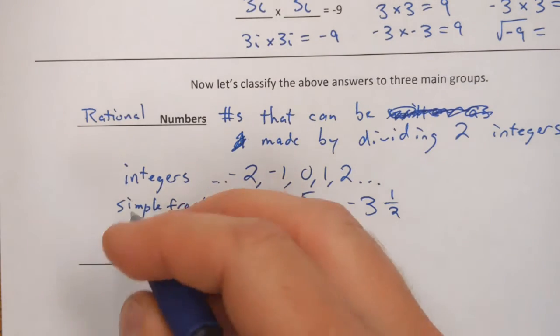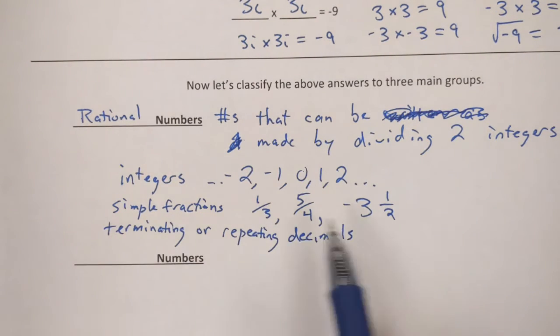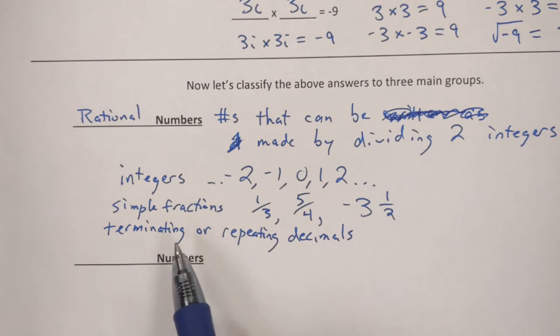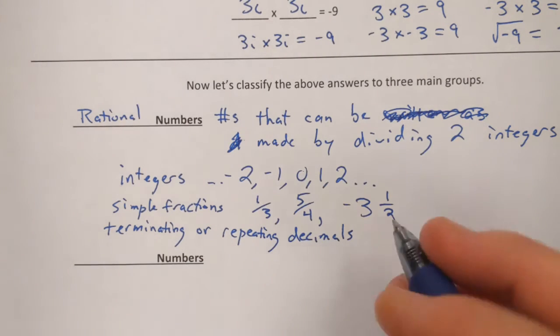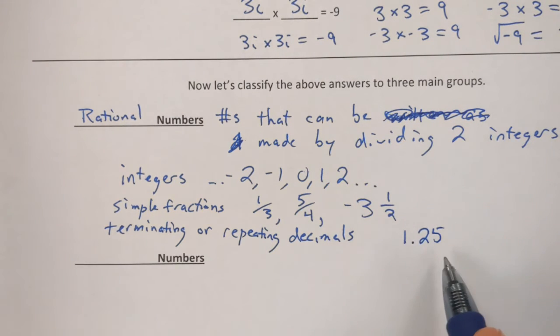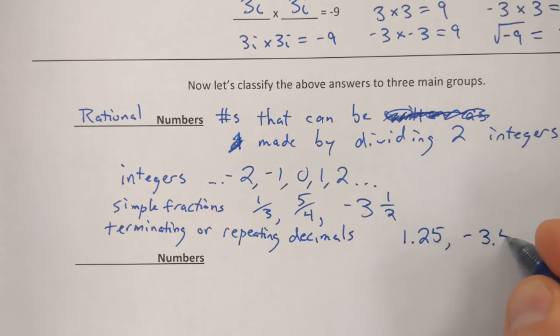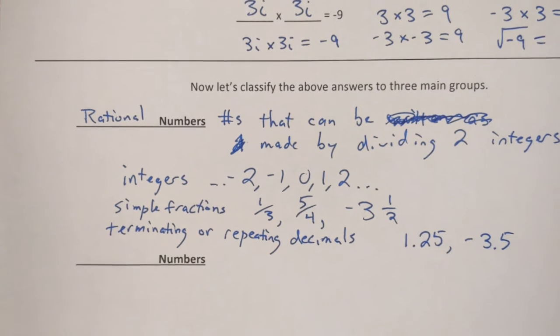And then there's certain decimals. Every fraction that can be written can come out as a particular type of decimal. They're either going to be terminating decimals, like 5/4 as a decimal is 1.25, and that decimal comes to a very distinct end. -3/2 is -3.5. That's called a terminating decimal. It comes to an end.